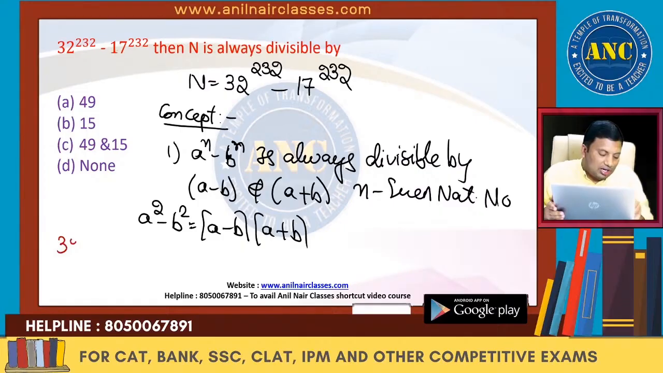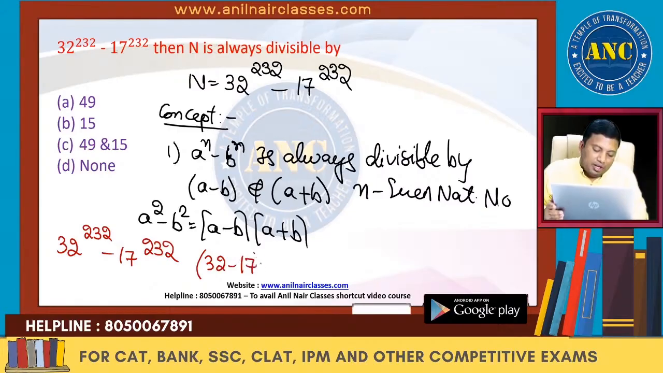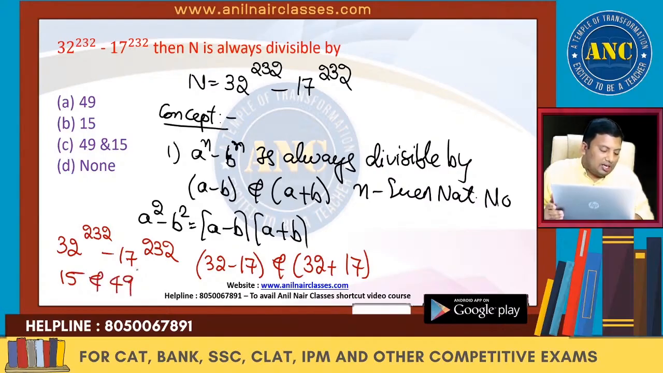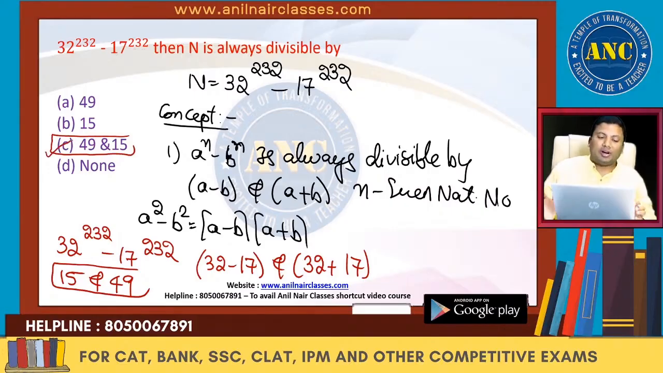So first thing, 32 power 232 minus 17 power 232. 232 is an even number, so it is divisible by a minus b and it is divisible by a plus b. So 32 minus 17 is 15, and 32 plus 17 is 49. It is divisible by 15 and 49. So the answer is 49 and 15. I hope the idea is clear. This is one way to solve it.